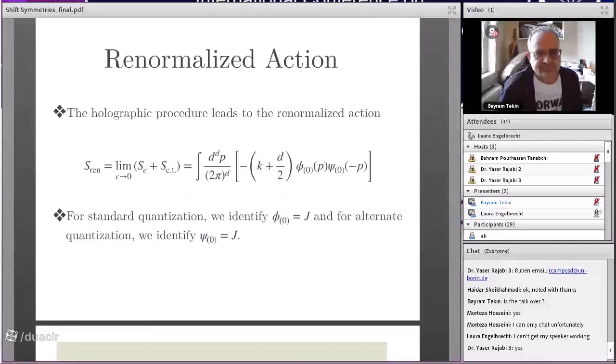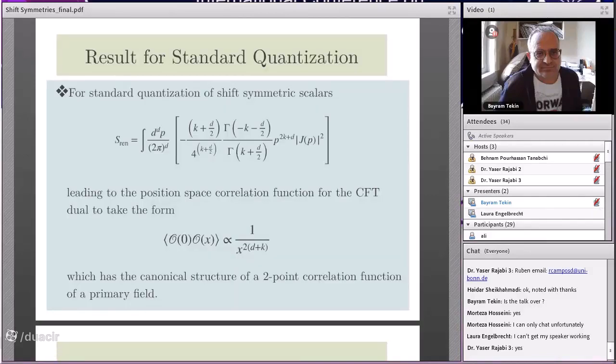So when we do this, we find that the renormalized action for our shift symmetric theories looks like this, where for standard quantization, we identify phi 0 with the source, and for alternate quantization, we identify psi 0 with the source. Okay, so now for our results. For our shift symmetric scalars, we found the renormalized action to take this form, which leads to a position space correlation function for the dual CFT of this form shown here, which is the canonical structure of the two-point correlation function of a primary field. So this is what you would expect.